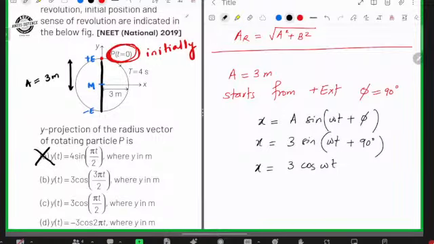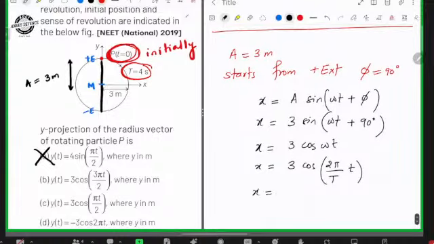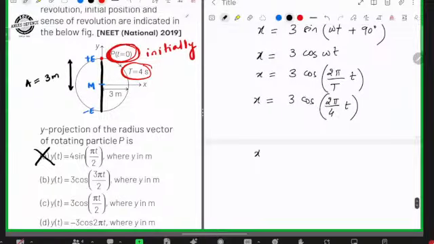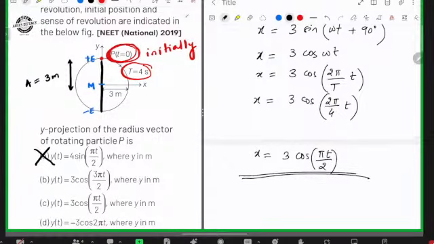Now see, capital T is given as 4 second in the question itself. So we can use the equation of omega as 2 pi by capital T, right? Substituting capital T as 4 to get 2 pi upon 4 into t. Now 2 gets cancelled and the answer would be 3 cos pi t by 2. Understood?